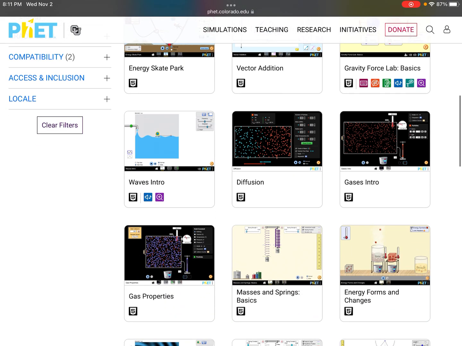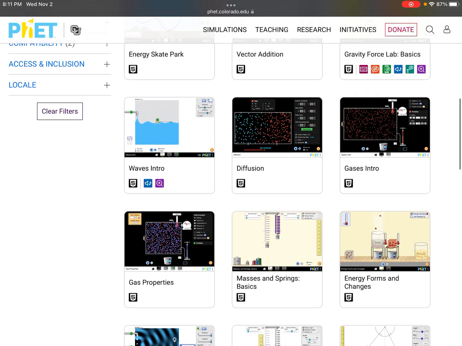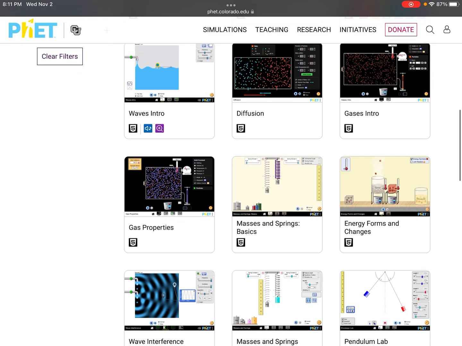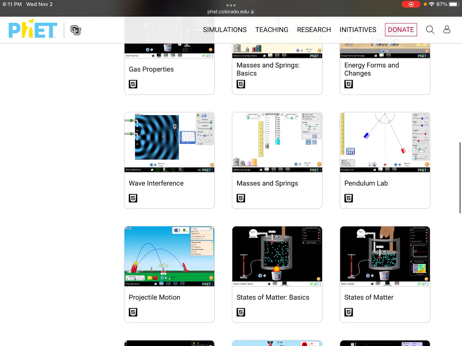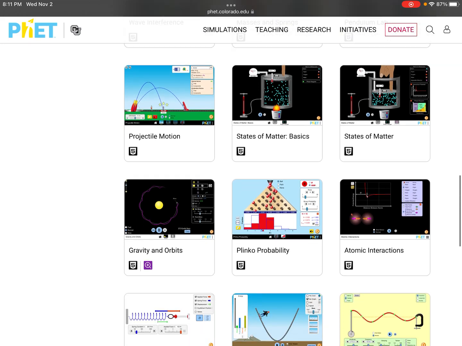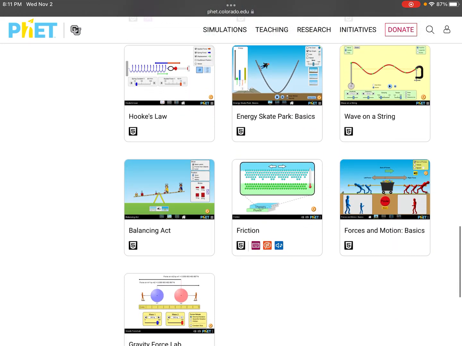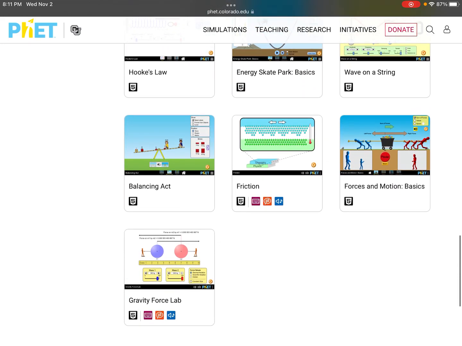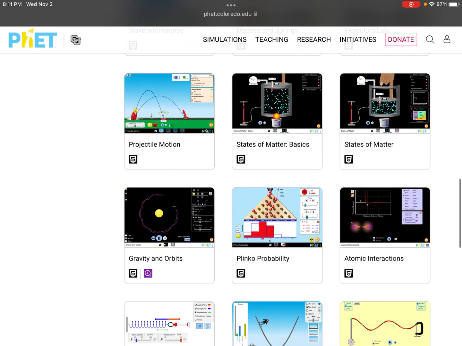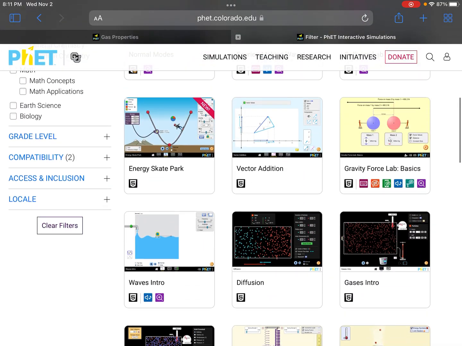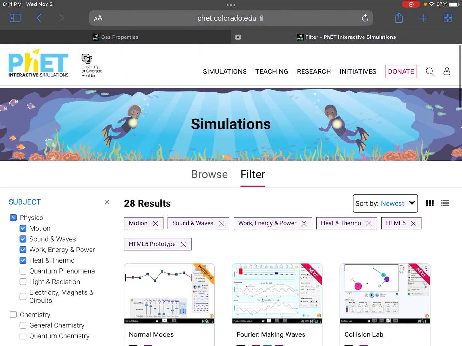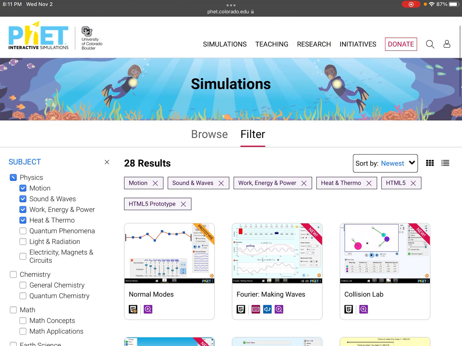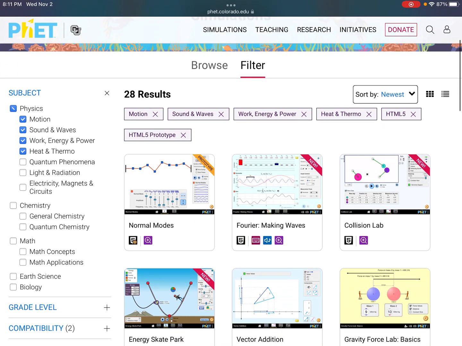But down here you can see there's 2 gas ones. There's a gases intro and a gas properties. We were just looking at the gas properties one. But those 2 would be interesting simulations to take a look at. And then the other one that we looked at today in class was the fluids one. I don't remember where that is, but it might be in one of the other ones.